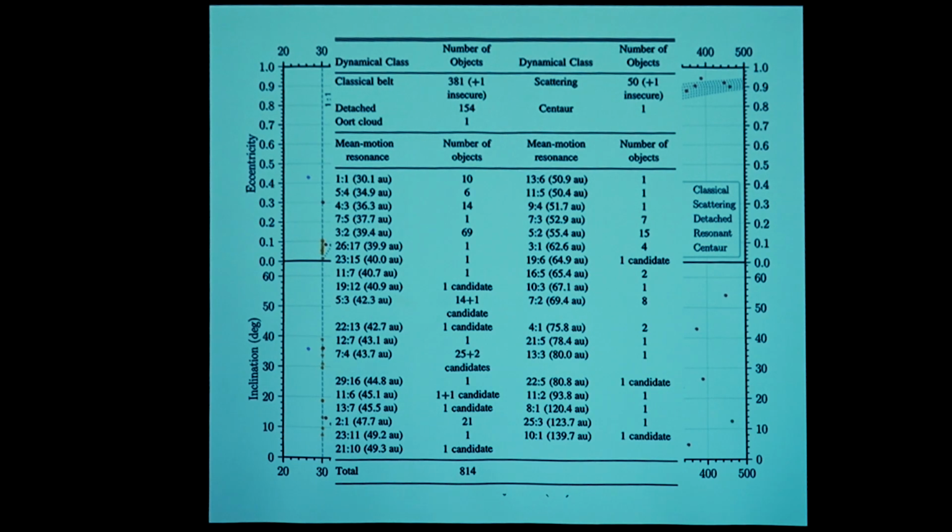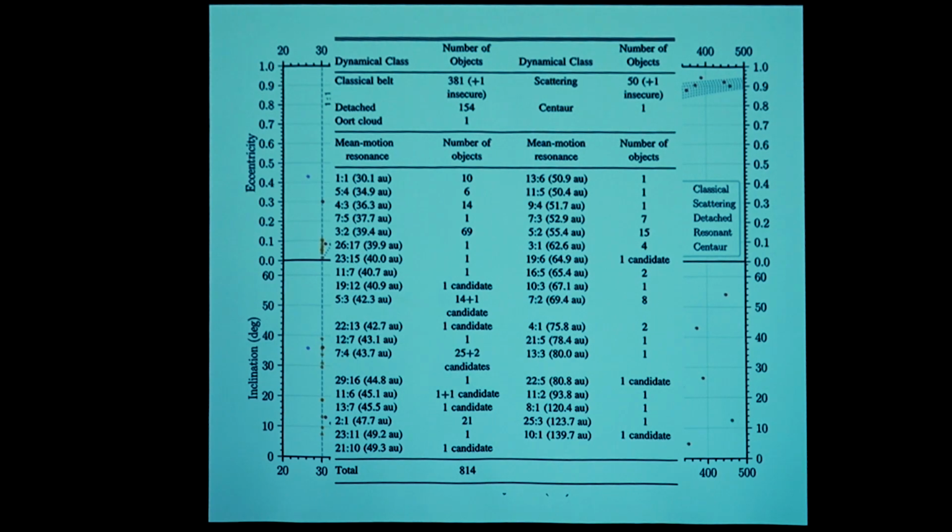400 are classical, so those are total hot classicals. We have 150 detached objects. I think this is the largest compilation of detached objects to date, which is not a surprise because we're looking for things at high inclination. So that's how we see these things. We have all sorts of interesting resonances going all the way down to the 25 to 3 and a bunch of scattering objects as well.